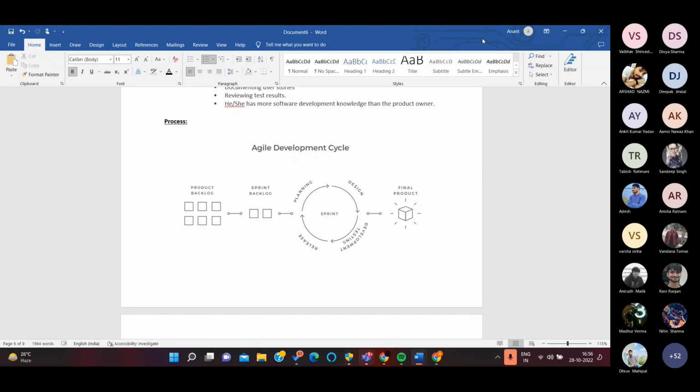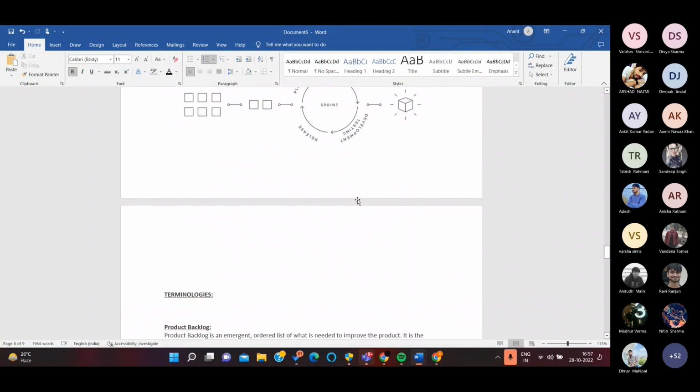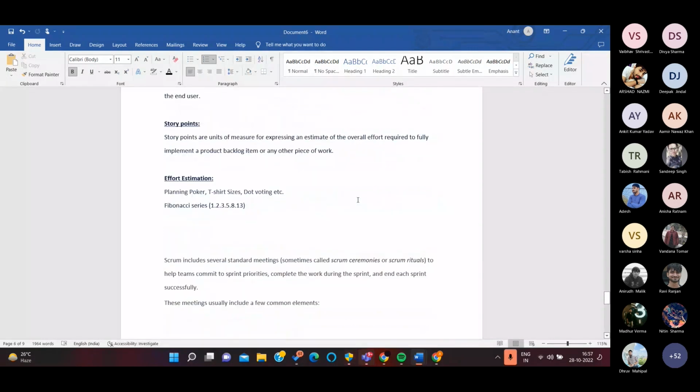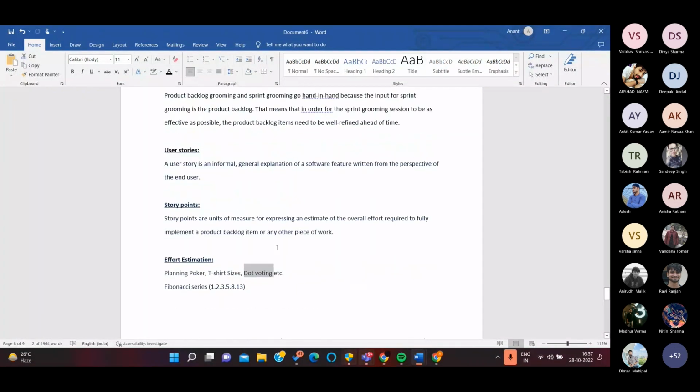There are a plethora of ways for effort estimation. One of them is t-shirt sizes, then there's the Fibonacci series, and there are other terms, like dot voting and planning poker. If we simply take the Fibonacci series, what happens is, for example, 5 front-end developers will be working on the front-end side, and there's a story that requires a front-end part.